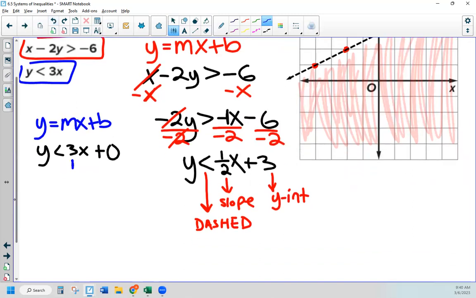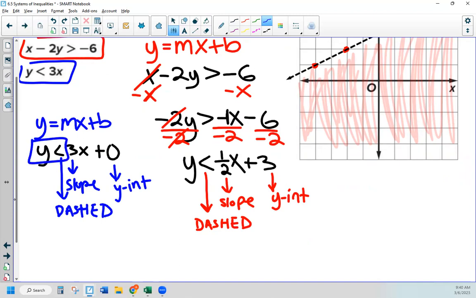We go ahead and grab our slope of 3. We got slope 3, y-intercept of 0. We have another dashed line, and we have y is less than, so we can see that it's shaded below. Everything is right there. All right, so let's go ahead and graph this one.